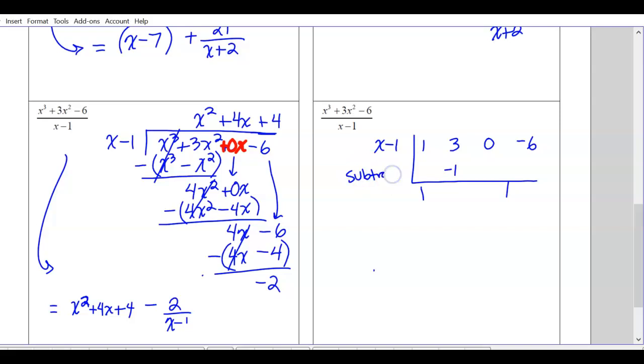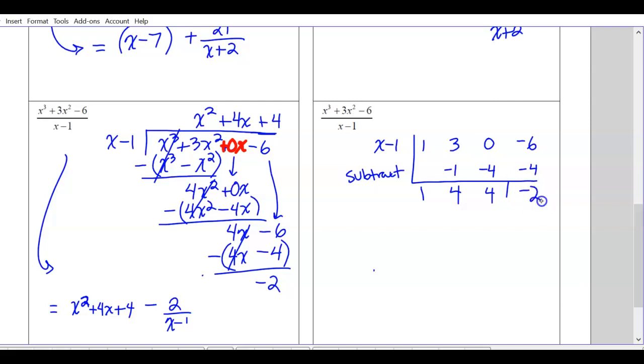I'll put it there to remind yourself. Okay? So 3 minus negative 1 is 4. Multiply back, that's negative 4. It goes in the next column. 0 minus negative 4 is positive 4. Multiply back is negative 4. Negative 6 minus negative 4 is negative 2.